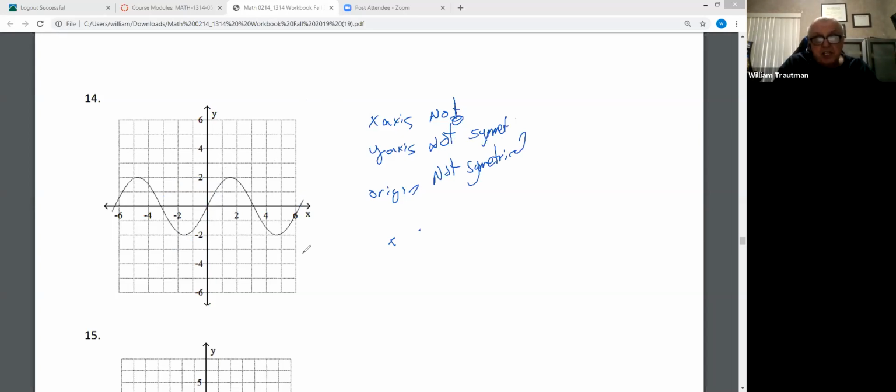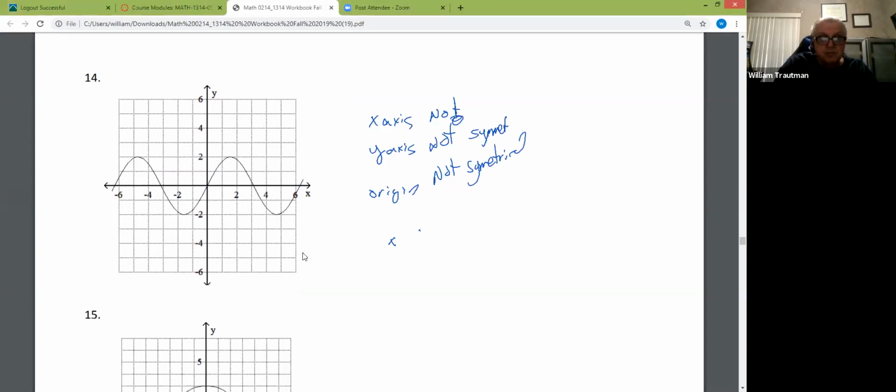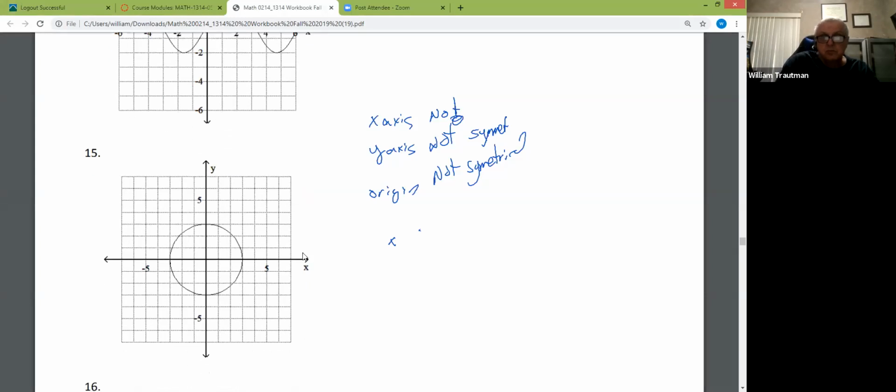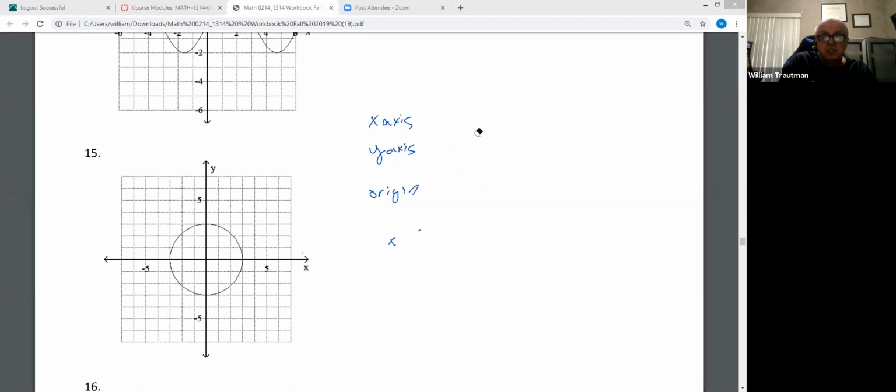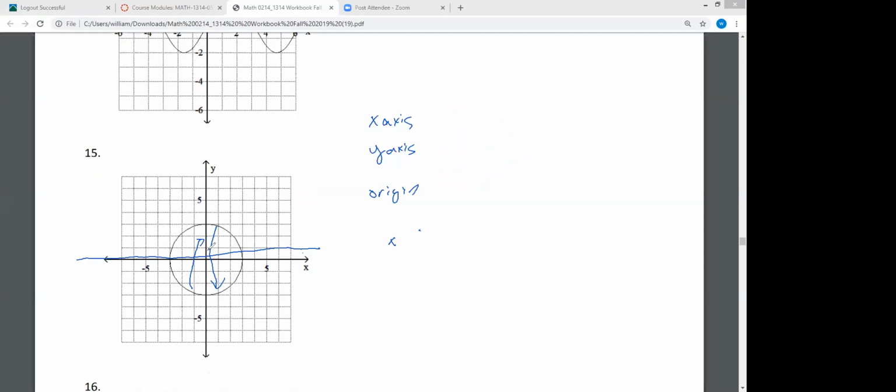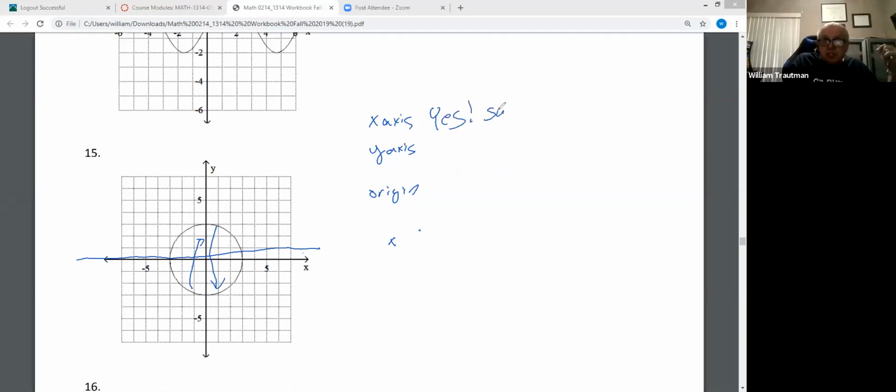Number 15. Maybe I should have done 15 first. That's the best one. Here's the x-axis. If I fold this side up that way and I fold this side down that way, does the graph look the same? Yes. So it is symmetrical with the x-axis.